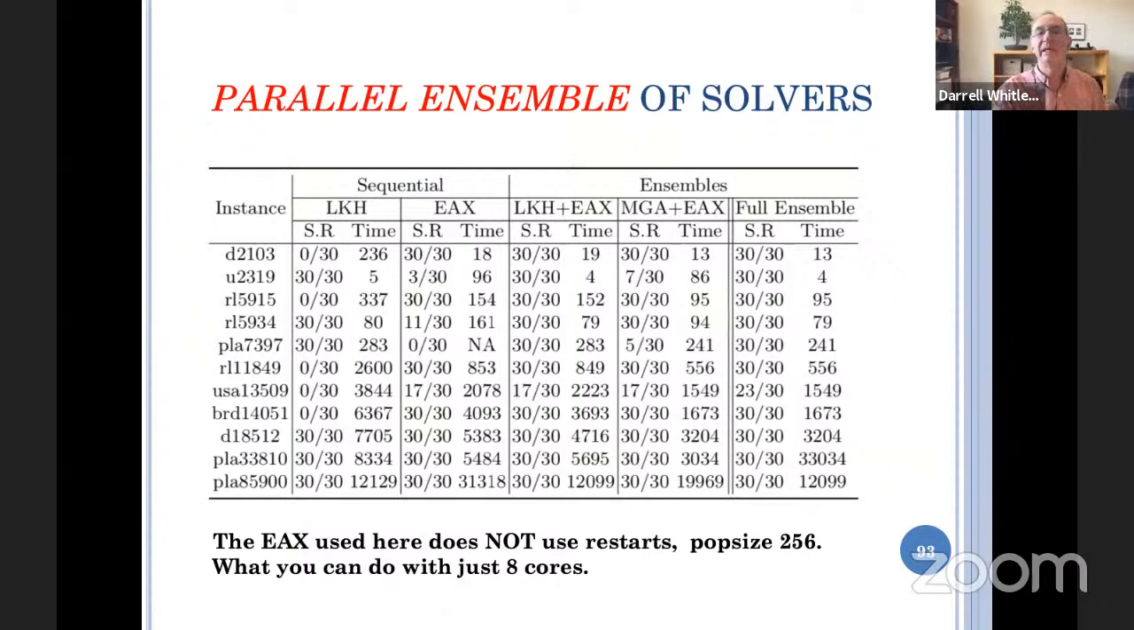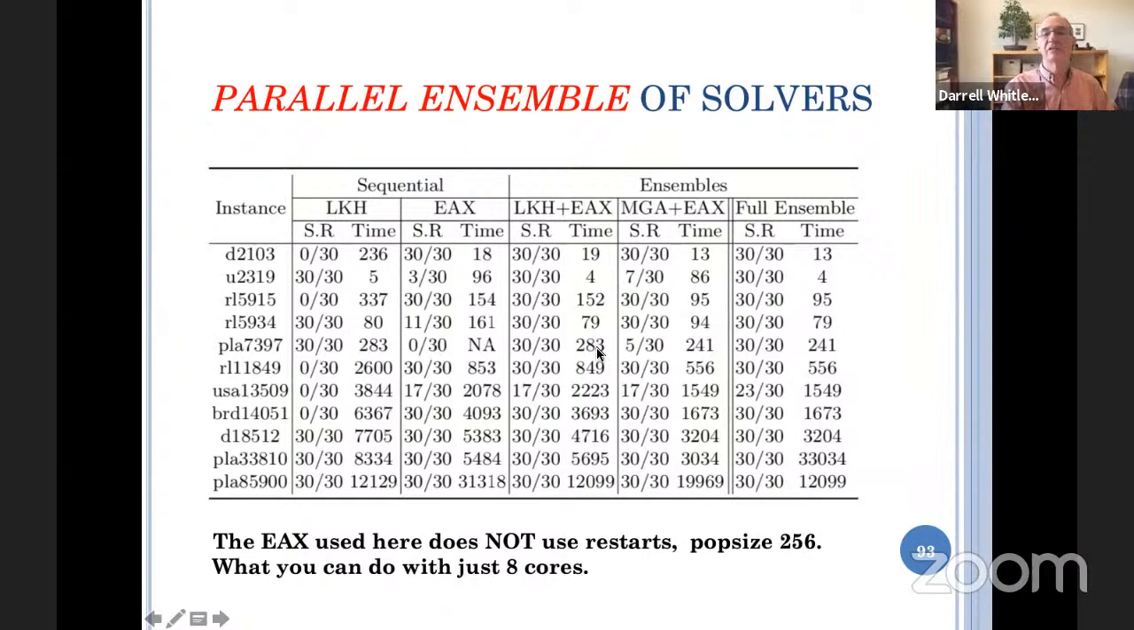If EAX fails, LKH will get it. If LKH fails, EAX will get it. We don't need to try so hard to make these algorithms better. We simply run 2 algorithms that are maybe faster in their raw form. We also added our parallel version with MGA. It also is a little bit better than the EAX by itself. For example, it solves this problem, which EAX completely misses.